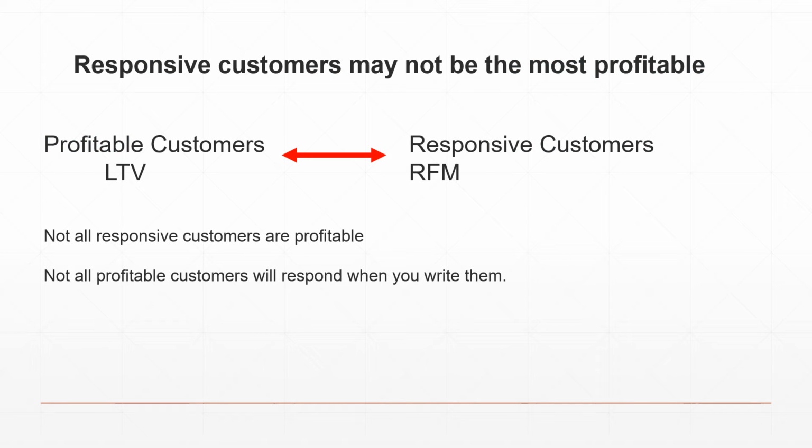Now, understand that RFM is different than lifetime value in that lifetime value is focused on the profitability of customers, while RFM is focused on trying to predict the responsiveness of customers, that is, whether or not they will respond to the current offer. It should be noted, not all responsive customers are profitable. In fact, some responsive customers are very profitable, and some are probably not profitable at all. Additionally, not all profitable customers will respond to a particular offer. So these are very different kinds of tasks, identifying your most profitable customers versus your most responsive customers to the current offer.